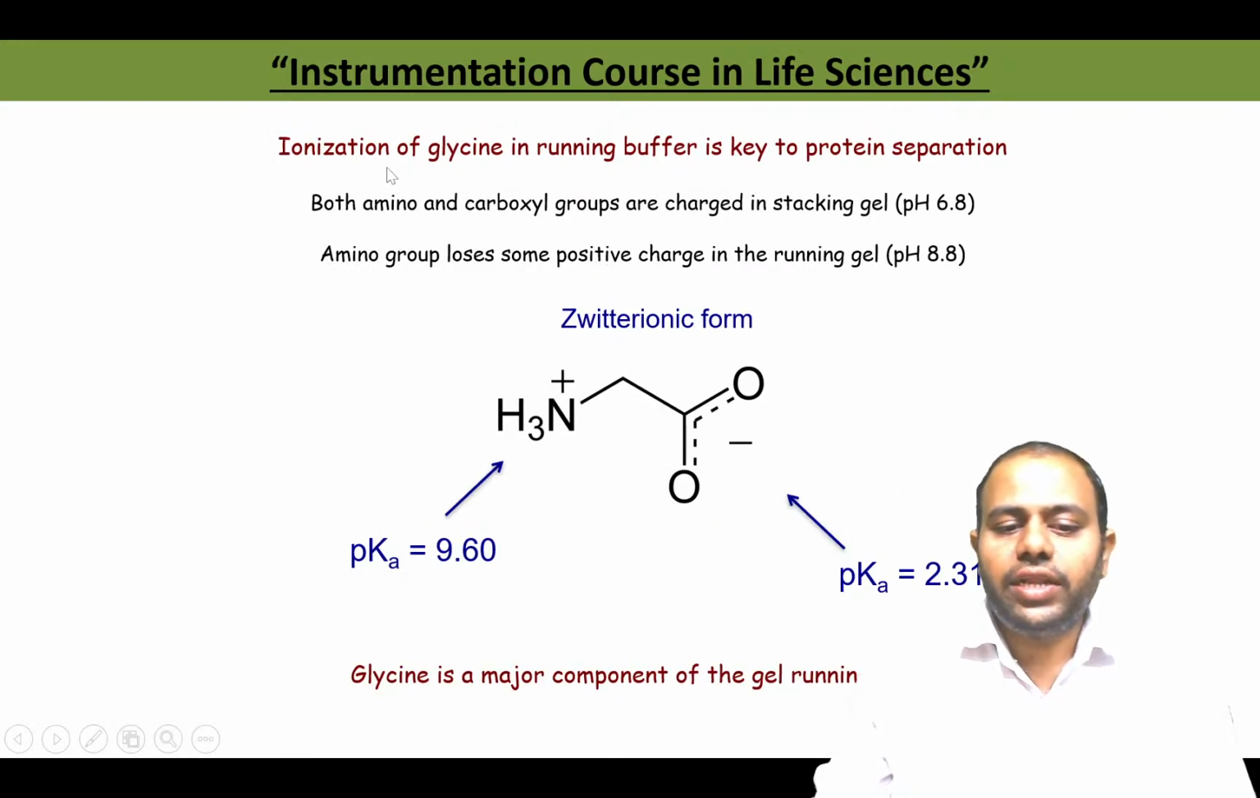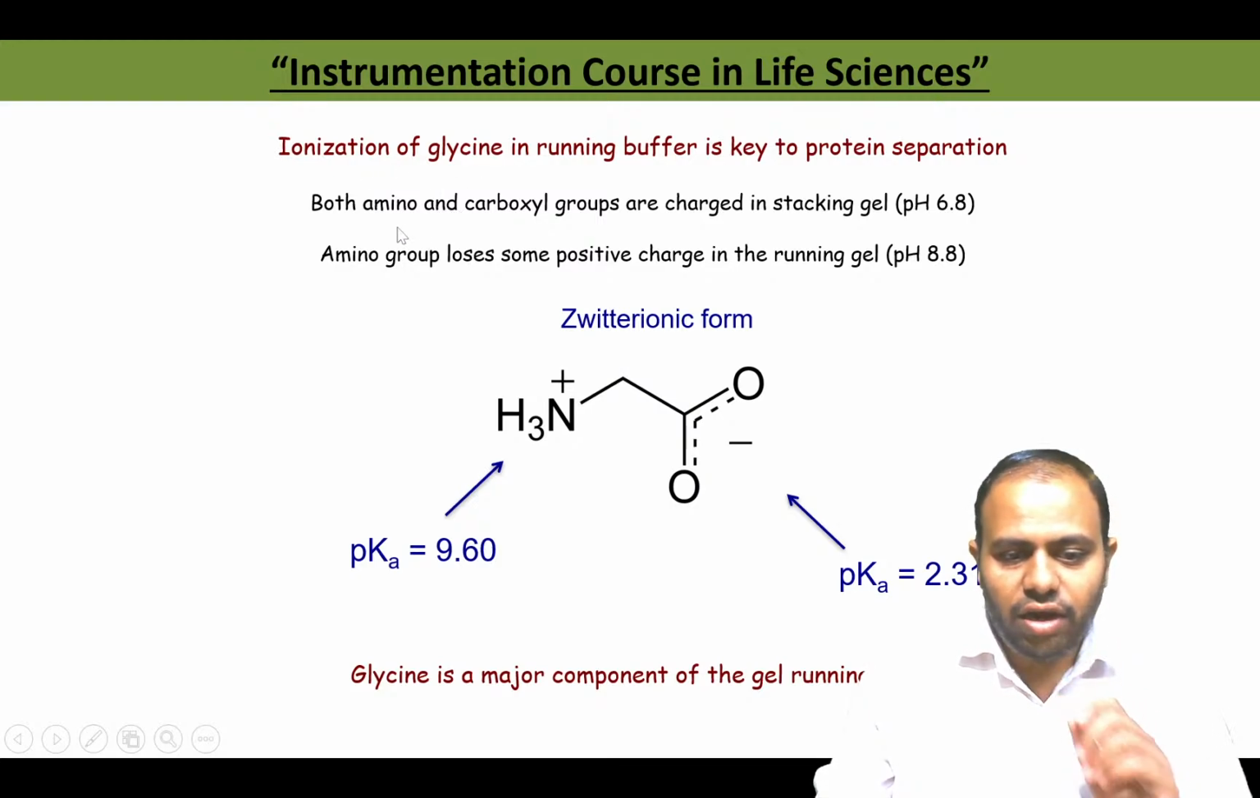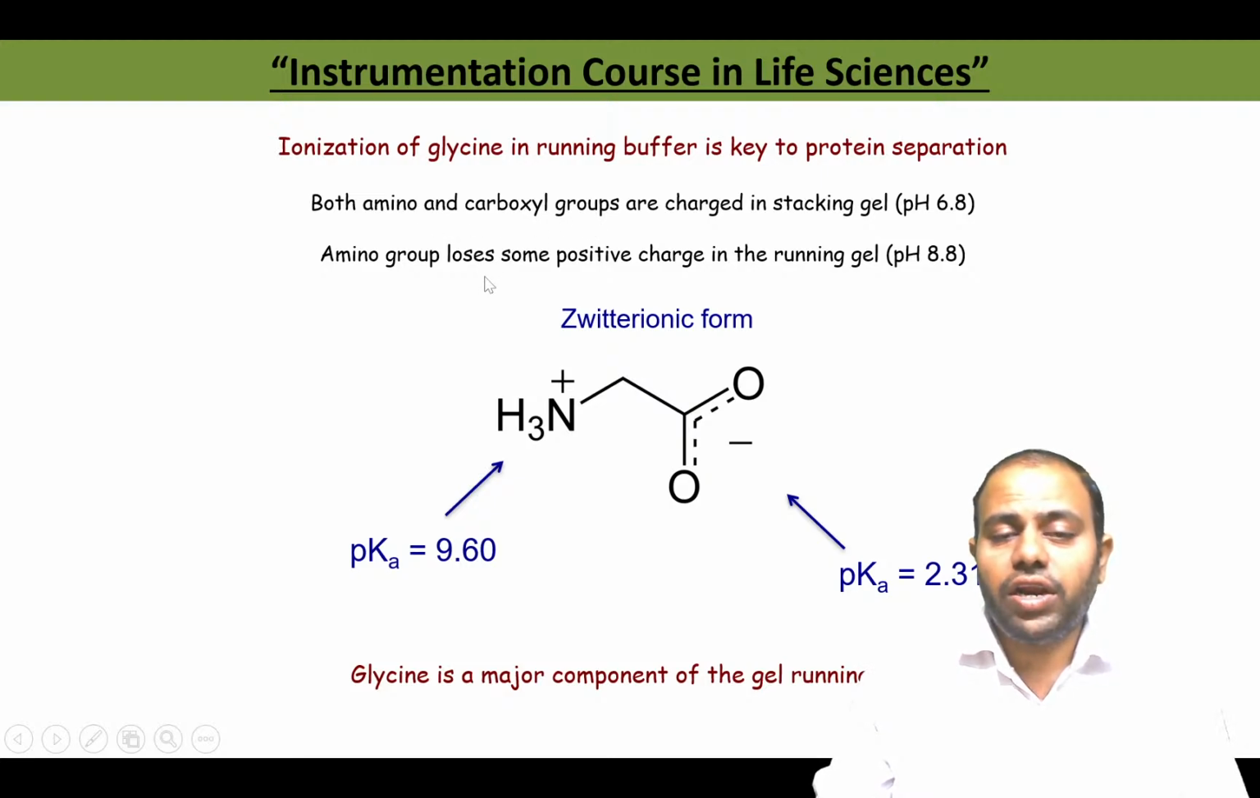Now there is a key component in protein separation, that is the ionization of glycine. There are different amino acids present in proteins. Now the gel buffer or the running buffer used in SDS-PAGE is kept in a tank. This particular buffer is generally made up of glycine, so it is called glycine SDS gel running buffer. In common terms it is also called reservoir buffer. The glycine present in the gel running buffer, the major component of the buffer, is in a zwitterionic form, where it has a neutral charge.